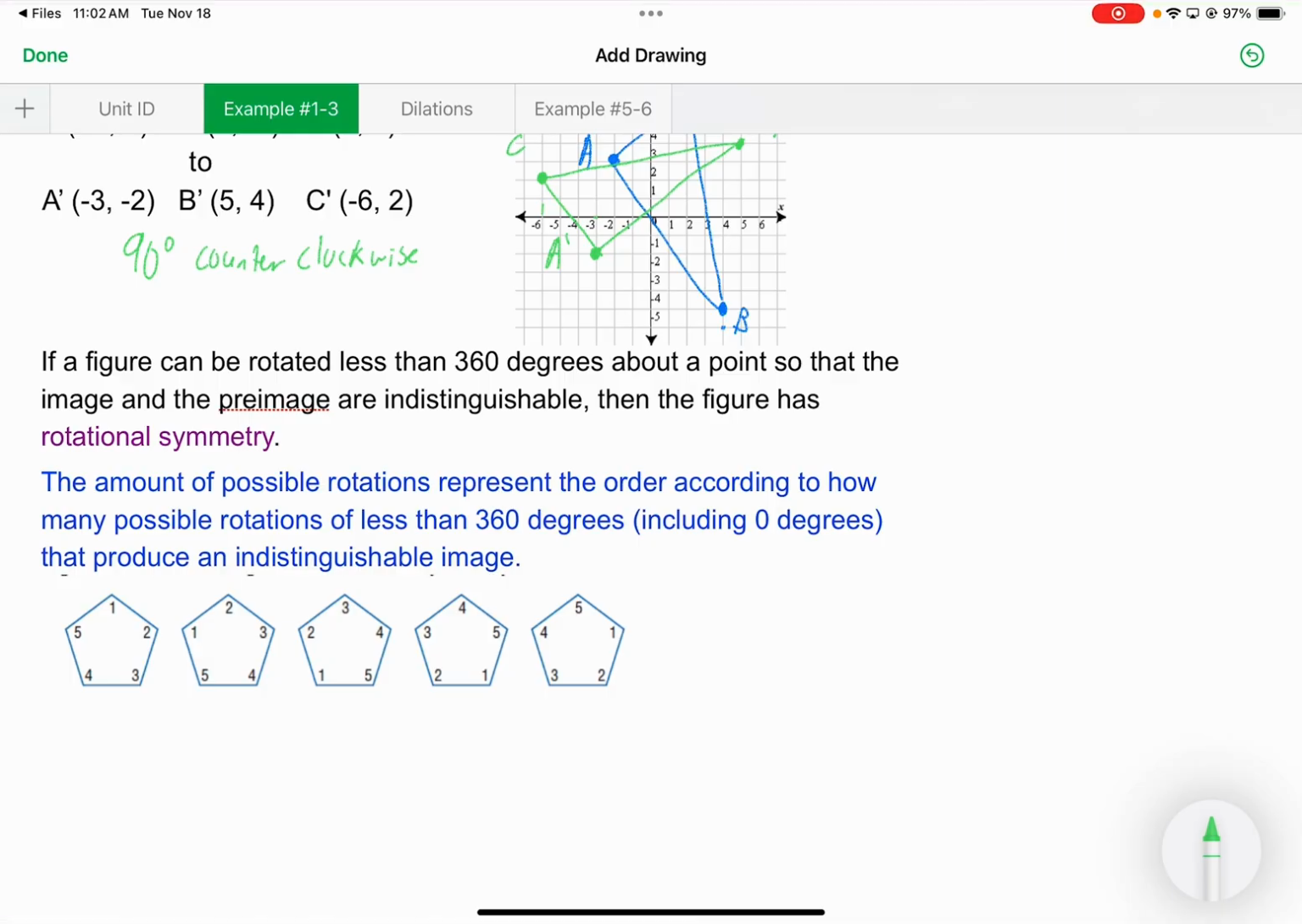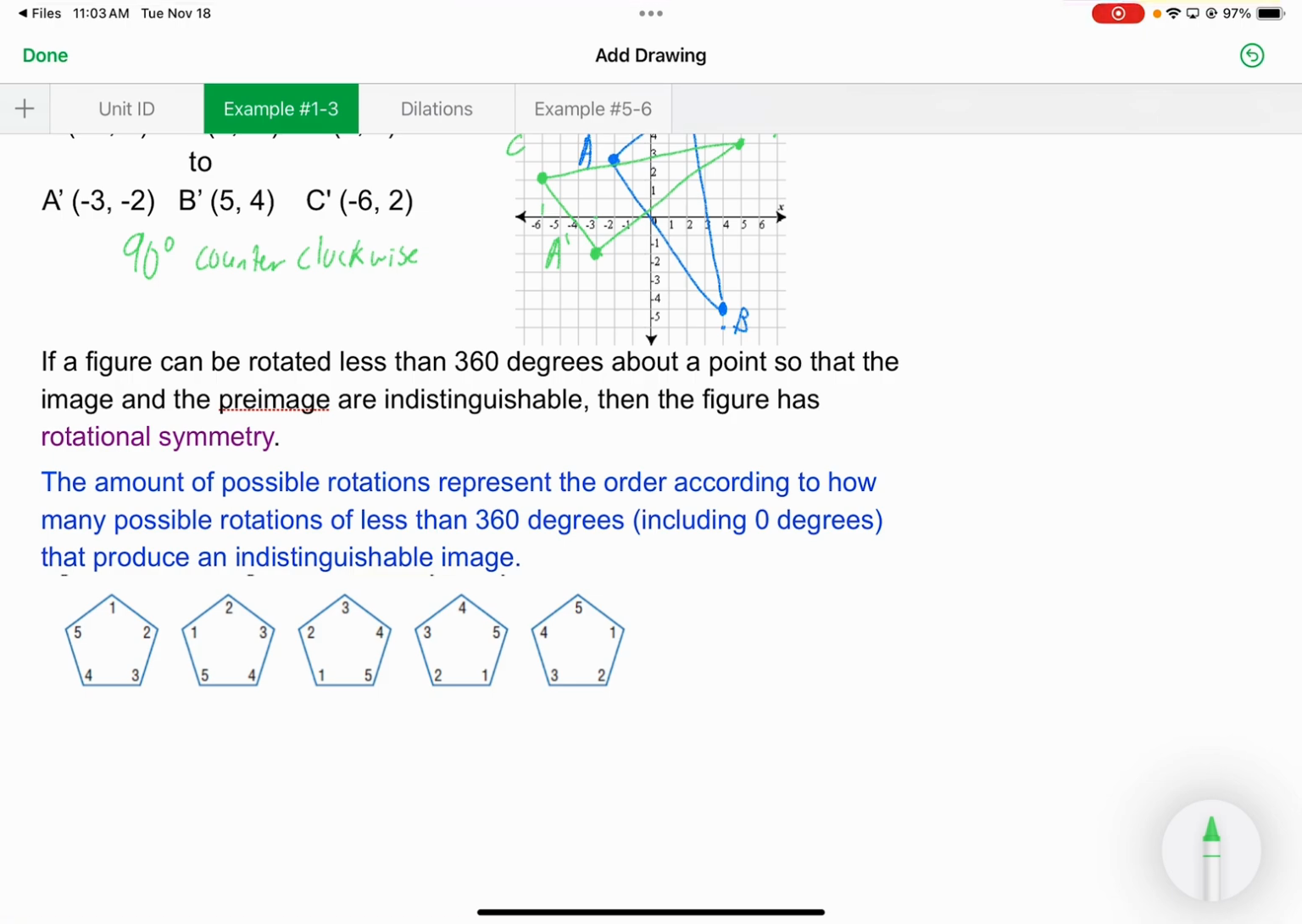If a figure can be rotated less than 360 degrees about a point and have it line up exactly on its original pre-image, then that figure has what is called rotational symmetry. So if I can take a figure and spin it and line it up exactly on the same orientation that it was before, then we say that it has rotational symmetry, okay? And then the amount of possible rotations that you can have represents the order, according to how many possible rotations of less than 360 degrees, including 0, produce an indistinguishable image, okay?